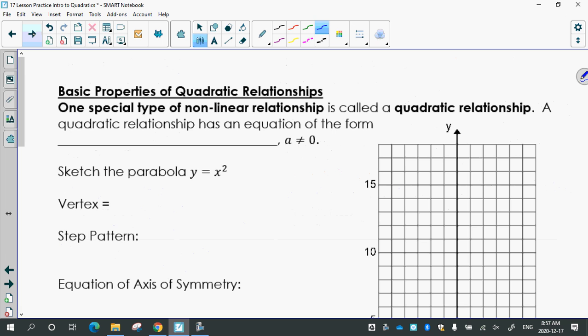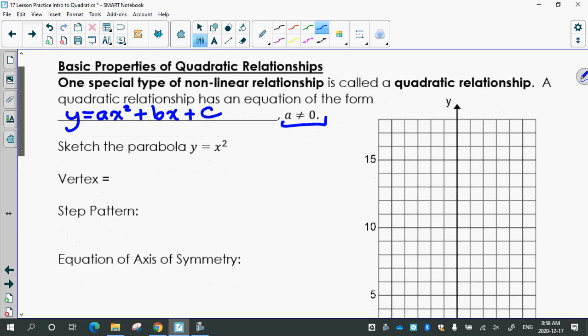So then we're just going to go over the basic properties again. One special type is called a quadratic relationship. A quadratic relationship has an equation of the form y equals ax squared plus bx plus c, but it adds on that a can't be 0. And the reason it says that is because imagine if the number in front of x squared was 0, you have 0 times x squared and that term would be gone, and then you just get y equals bx plus c, which is a line. Okay? So that's why they have that written there.